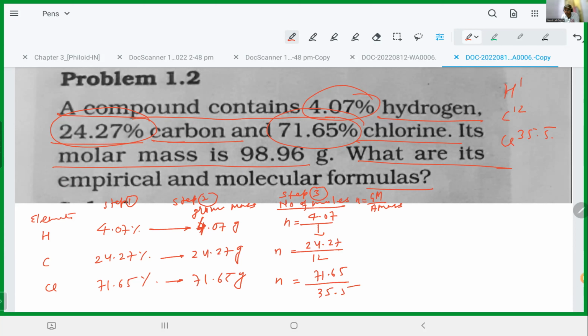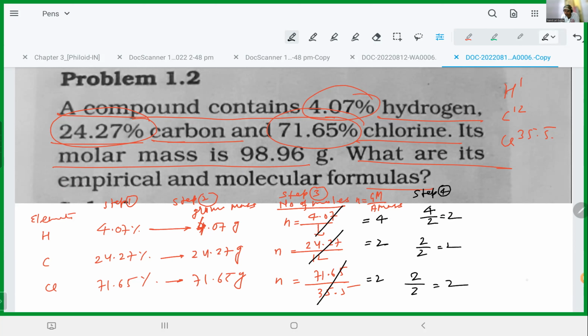Now see what you can do in this case. If you divide these, it comes to approximately 4, approximately 2, and again approximately 2. So they are approximations we are calculating. Now step number 4: convert these moles into the lowest ratio. How can you convert? Whatever the moles come, divide by the smallest number. So 4 by 2 is 2, 2 by 2 is 2, and 2 by 2 is also 2.